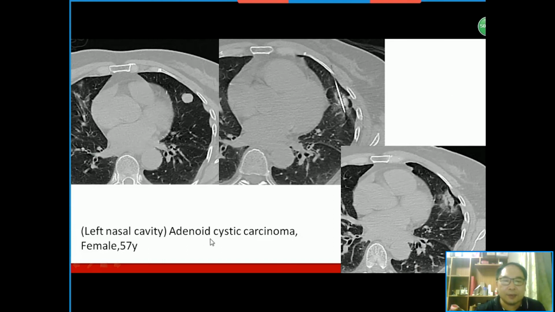This lesion is a metastasis of adenoid cystic carcinoma from the left nasal cavity, in a 77-year-old female, and we can see the lesion. I did ablation with puncture from this side, and this is a dual procedure. After the procedure we can see that the lesion was all ablated.